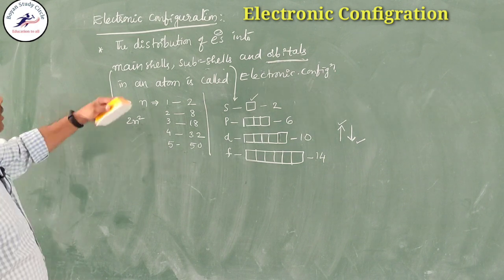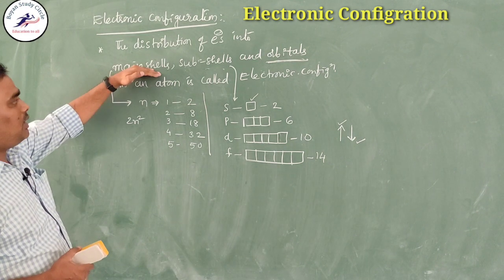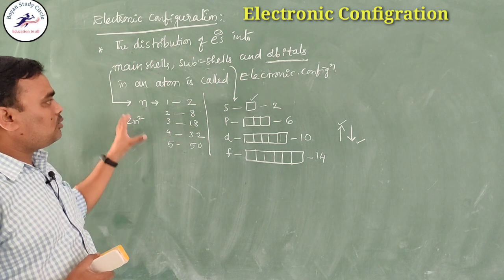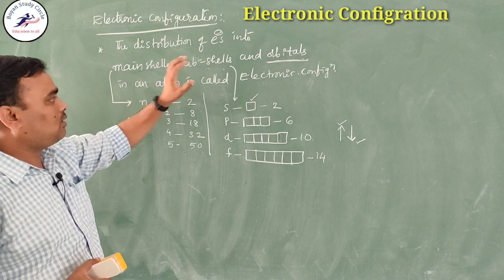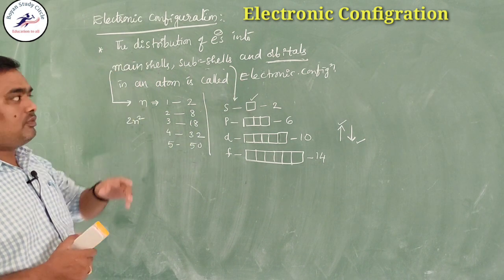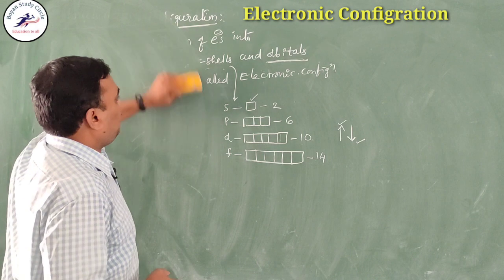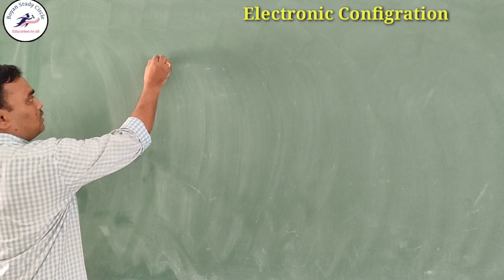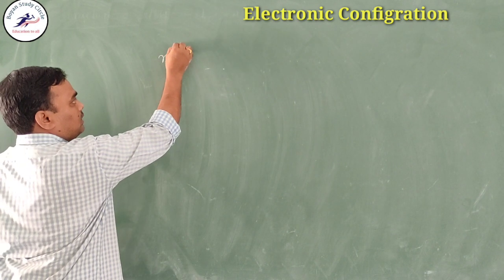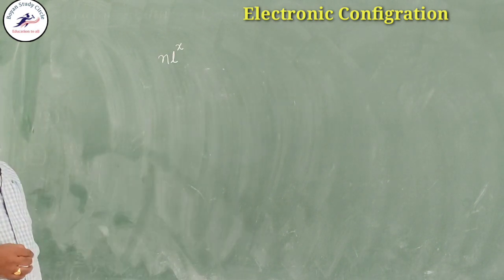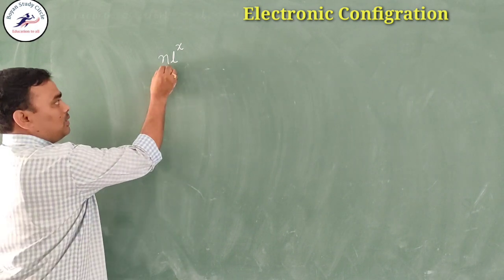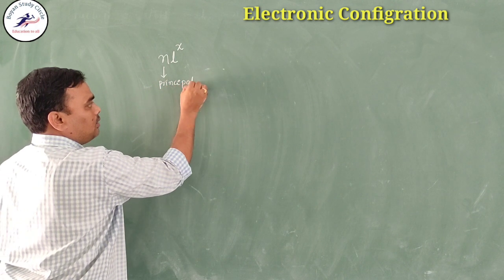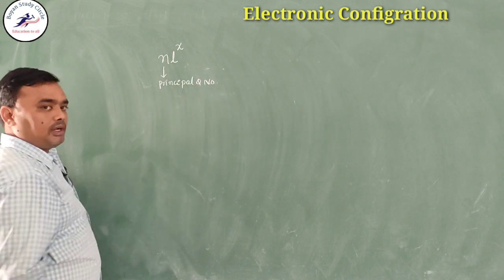So this is the distribution of electrons into main shells, subshells and orbitals. Writing the distribution of electrons into main shells, subshells and orbitals is called electronic configuration, right? And there is a shorthand notation to write the electronic configuration. That shorthand notation is nlx. Here n indicates the principal quantum number, right?